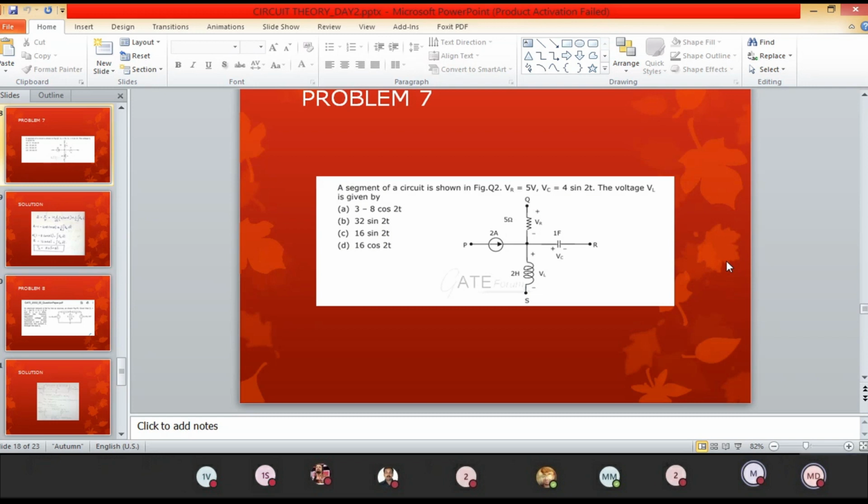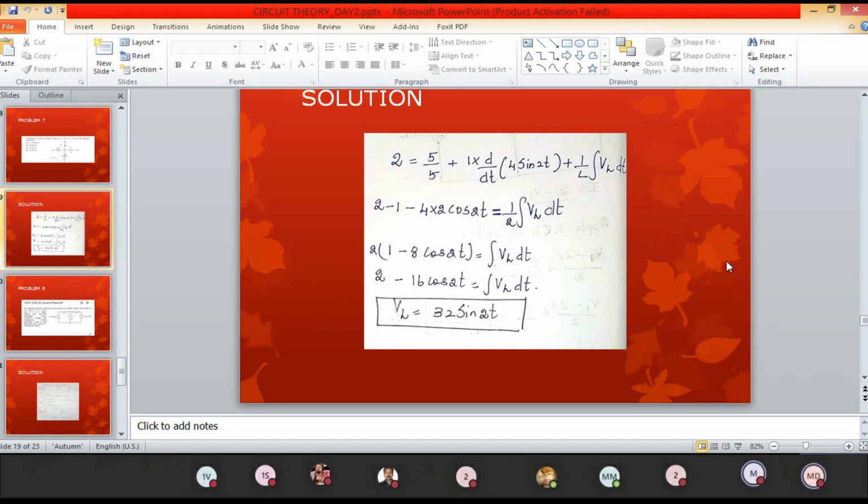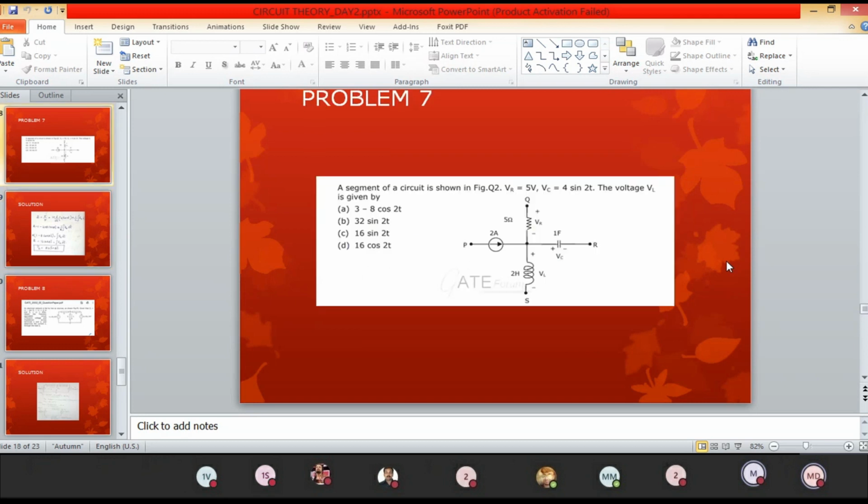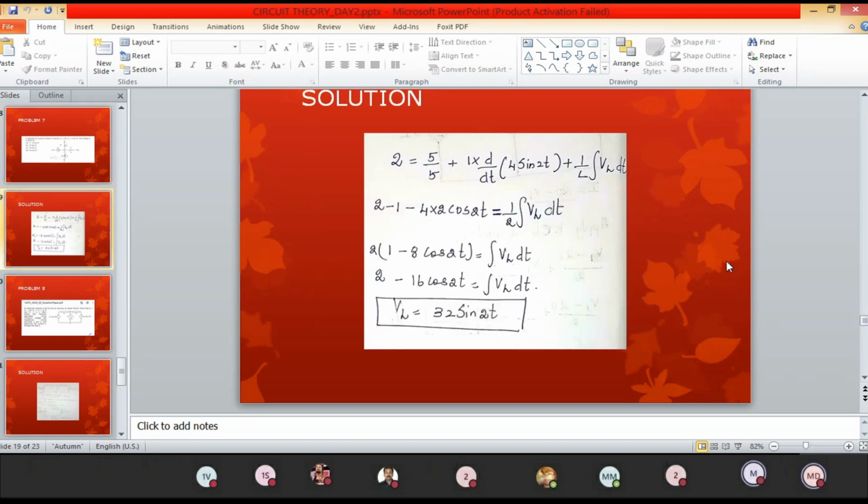1 by L integral of V_L dt. What is L here? 2. So 1 by 2 integral of V_L dt. You just substitute, and you can take the current through the capacitor to the other side, and you'll get integral of V_L dt is 2 minus 16 cos 2t.